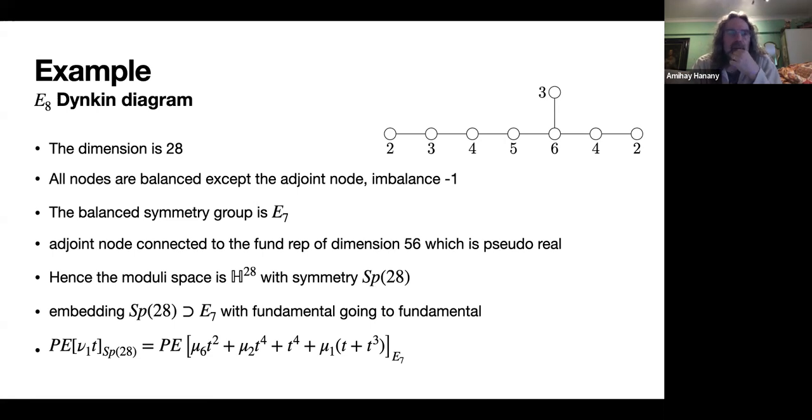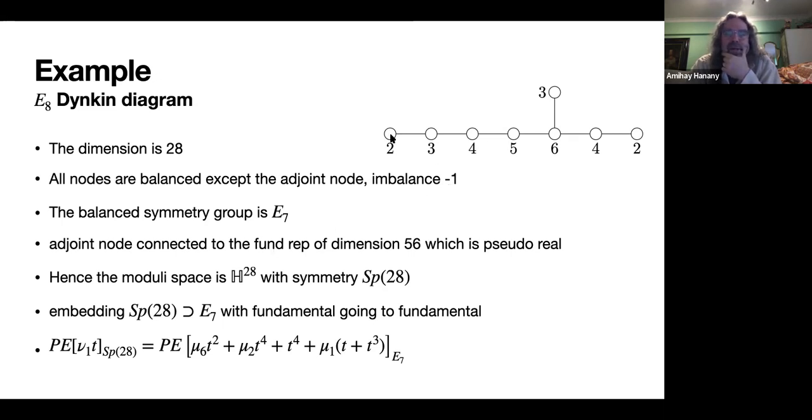There's another example that I want to go over, but now much faster. This is the case where I take the Dynkin diagram to be E8 finite type. And so again, I expect that the moduli space is freely generated. The dimension is 28. Here's the adjoint representation over here, the adjoint of E8. And that's the only node which is not balanced. It has an imbalance of -1.